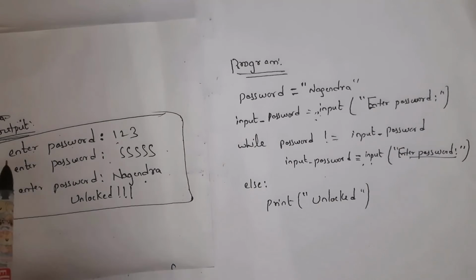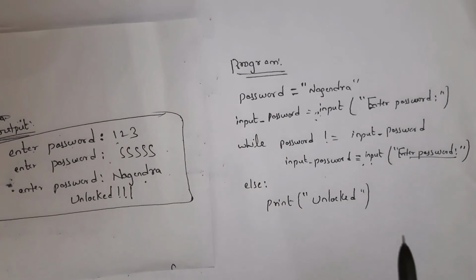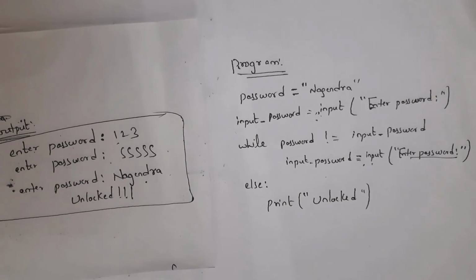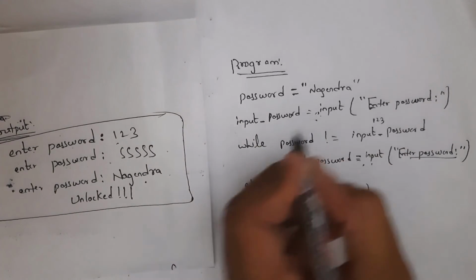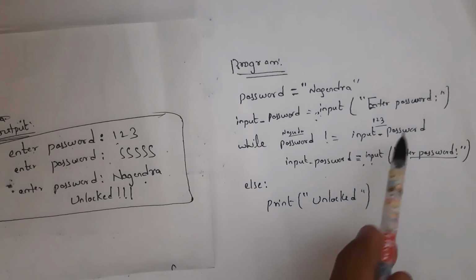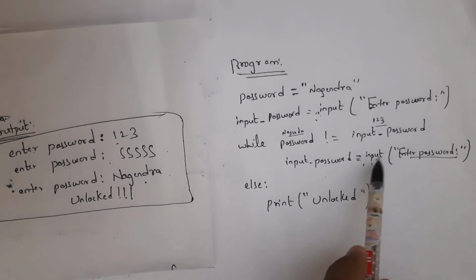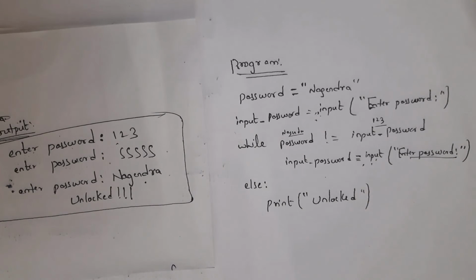This is program. Whenever I execute this program, I will get output that is enter password, and here I can enter any password. First time when I entered, I given password that is 123, but here password is Nagendra. Here Nagendra and 123 both are not equal. So again I will get output that is enter password, and by using input function I can enter any password. So again I given password that is SSSSS, both are not equal. So again I will get output that is enter password. This time I entered correct password that is Nagendra. So both are equal, I will get output that is unlocked.